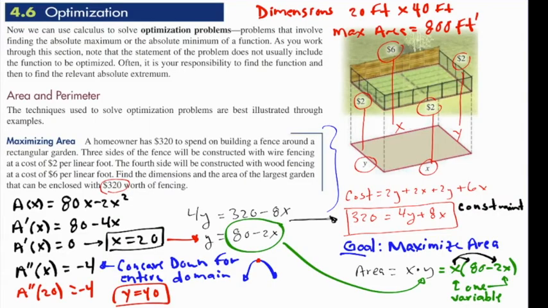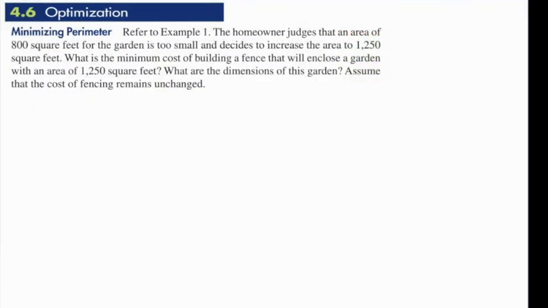What we did with this first problem was to maximize area with a restriction on the cost for the perimeter. And now we will minimize perimeter in an effort to reach a targeted area of 1,250 square feet. So let's read through this problem. It says, refer to example 1, that is the problem we just finished. It states that the homeowner judges that the area of 800 square feet just is not big enough and decides that they want an area of 1,250 square feet.